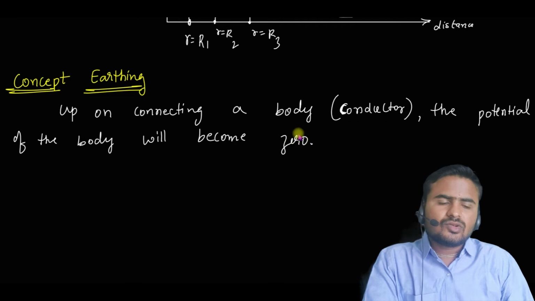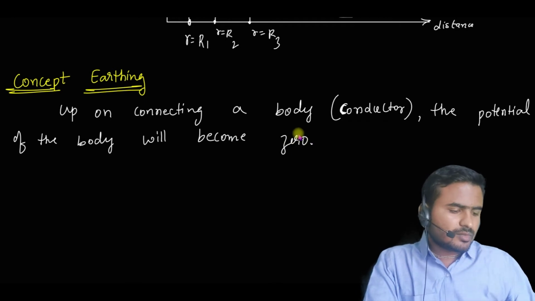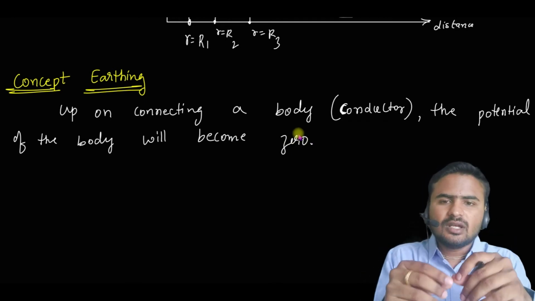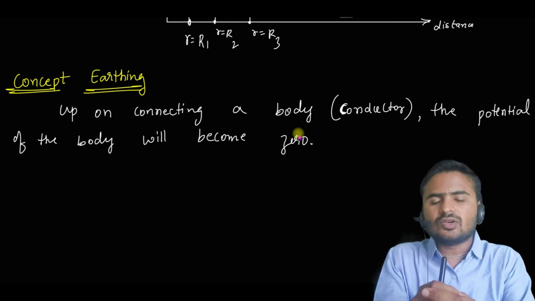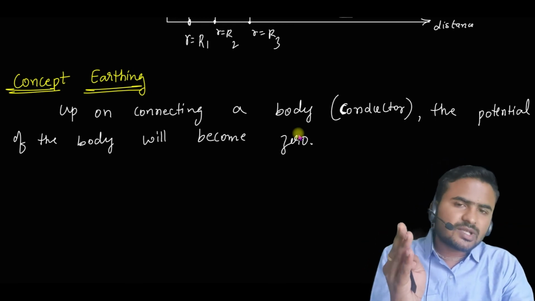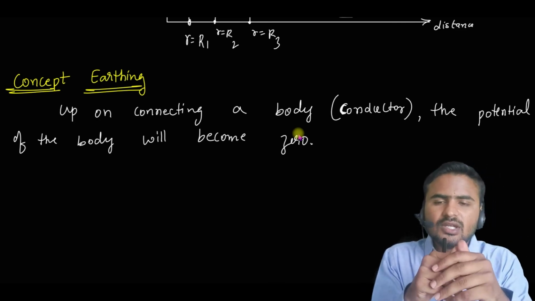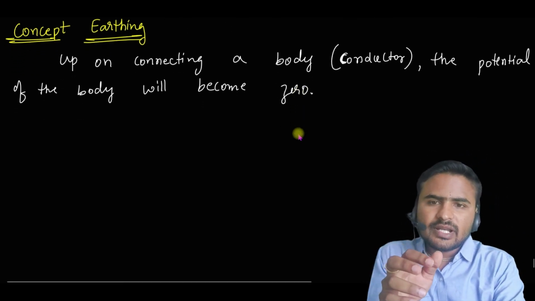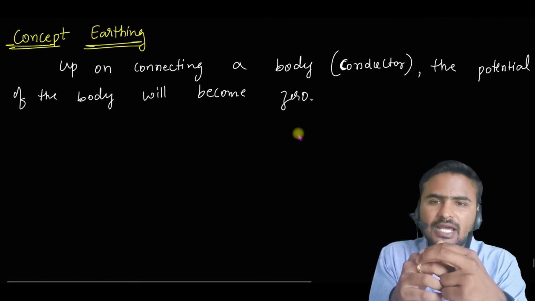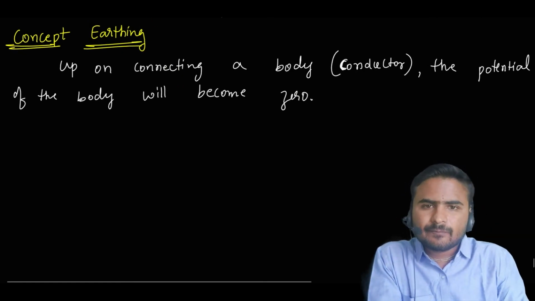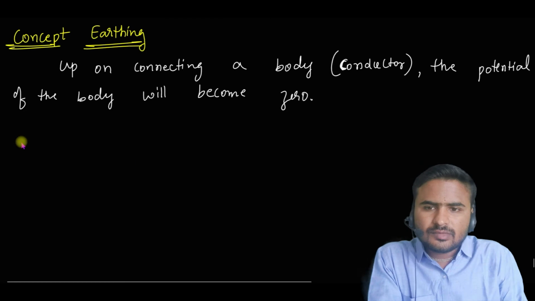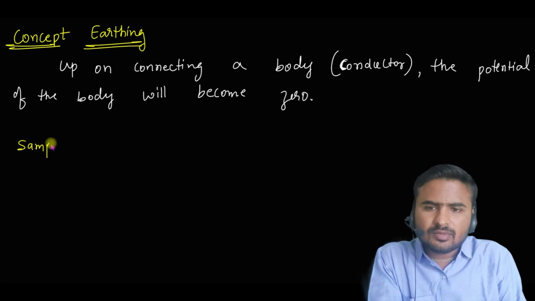In order for the potential to become zero, the charge may either come from the ground to the body, or the charge from the body may go to the ground. So we will take a problem and try to understand what exactly will happen. We will take a sample problem.